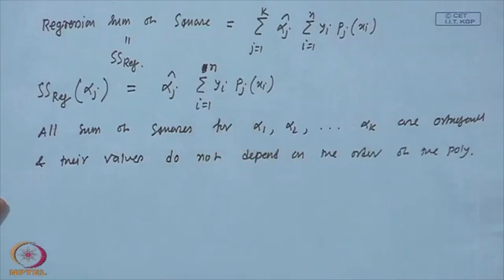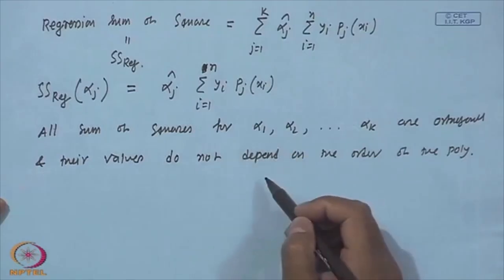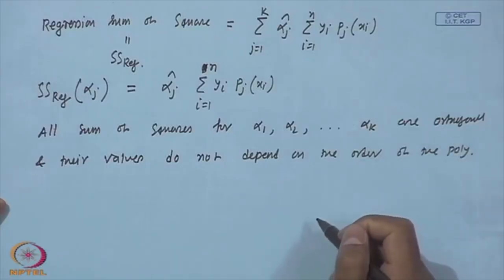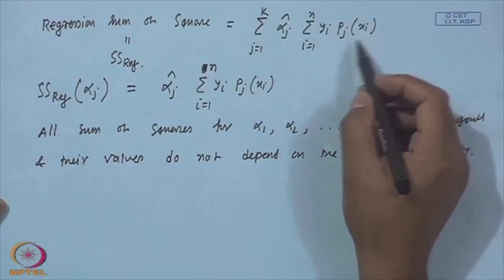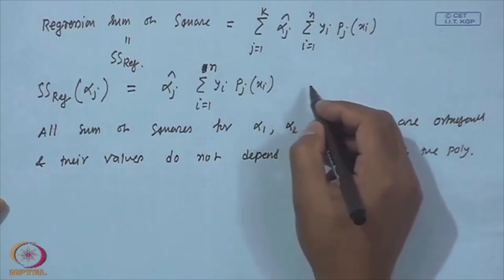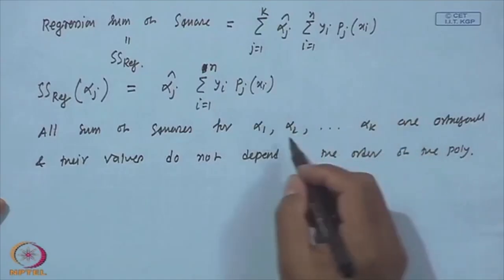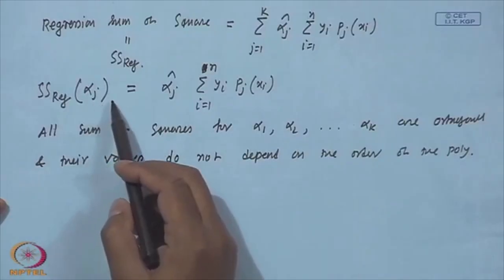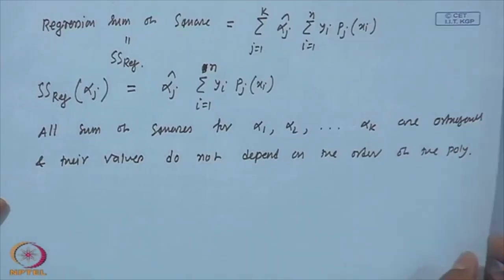Also I mentioned that the sums of squares for alpha 1, alpha 2, alpha k are orthogonal, and their values do not change depending on the order of the polynomial. So if instead of kth order you make it a k plus 1th order polynomial, then the SS regression due to alpha j, j less than or equal to k, does not change, even if you increase the order of the polynomial.